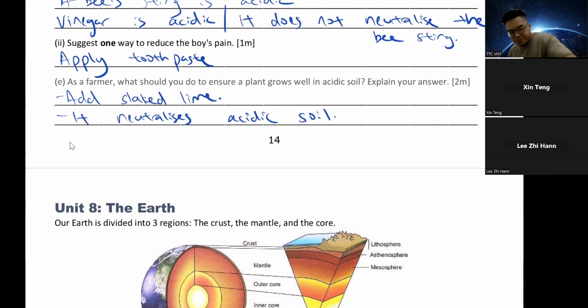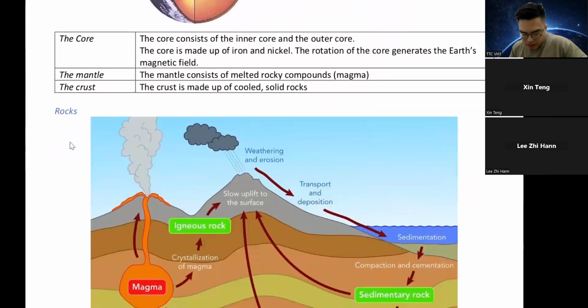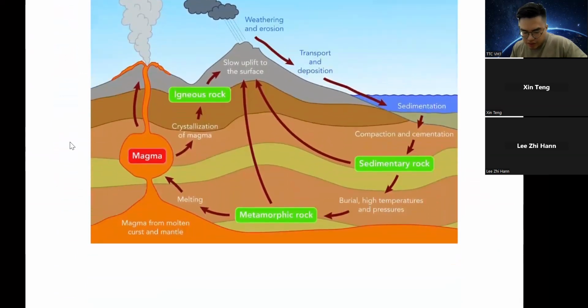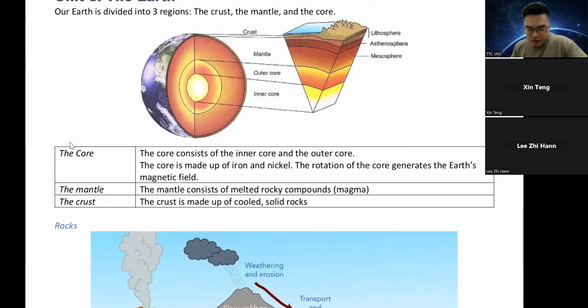Okay, let's move on to Unit 8. This is Earth. This one I'm just going to go through, I'm not going to go to the notes. Do you remember what is your Earth? You have 3 layers of your Earth. You have the core, which is the middle. You have the mantle. And then the crust is outside. When you eat pizza, the crust is the outer part.